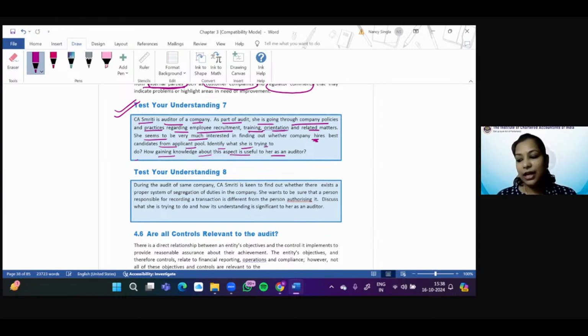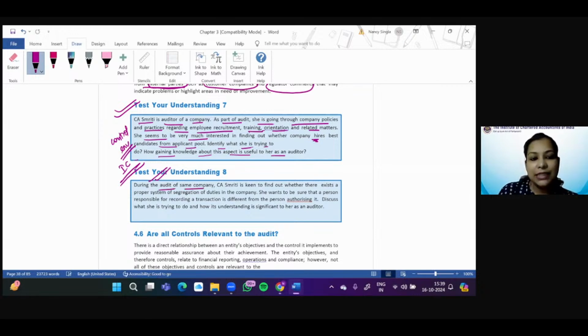See, she is trying to understand what? Swati, you are correct. Others also please reply. So she's trying to understand the control environment. Why? Because her understanding of the control environment is going to help her in understanding the internal control. Is it clear? Read this eighth test your understanding.